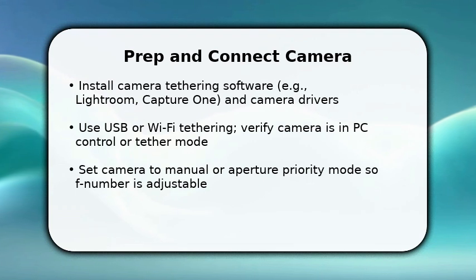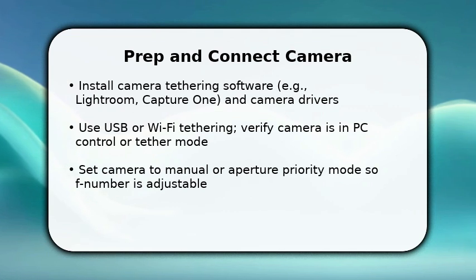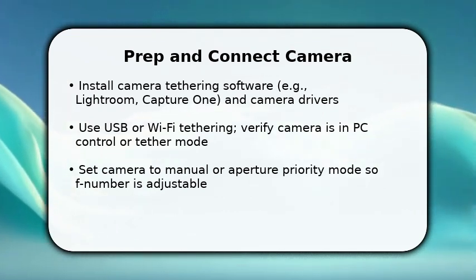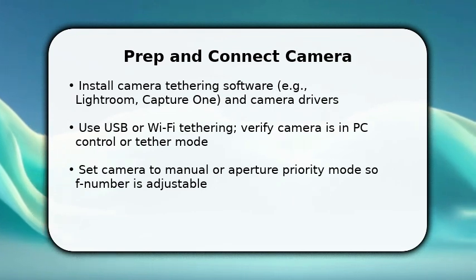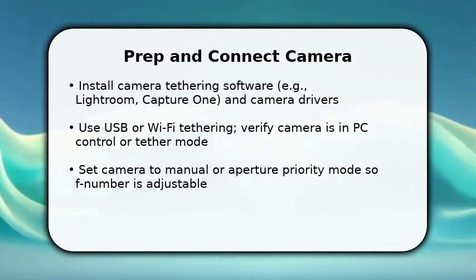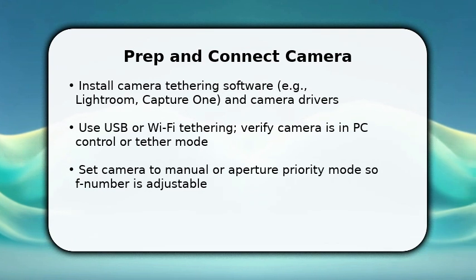Make sure the camera is in manual or aperture priority, otherwise the lens won't respect your selected F number. Also, set the lens to autofocus or manual, as needed, so depth of field adjustments behave predictably when you change the F number from the laptop.